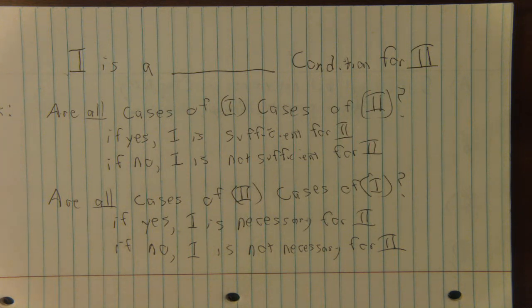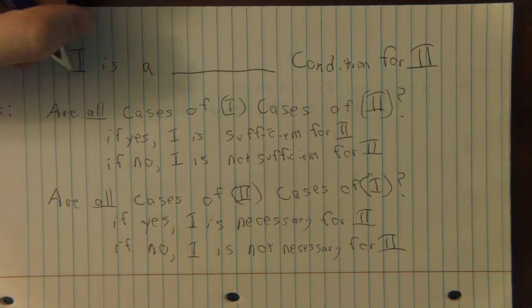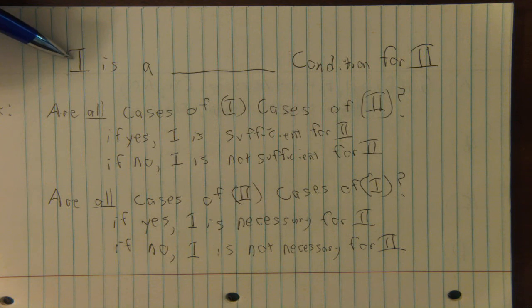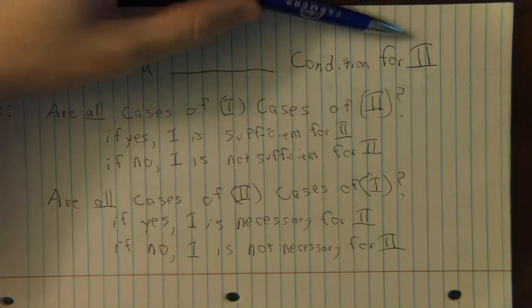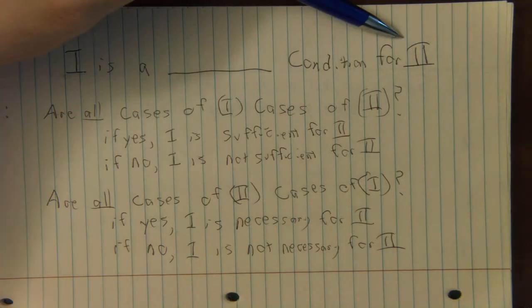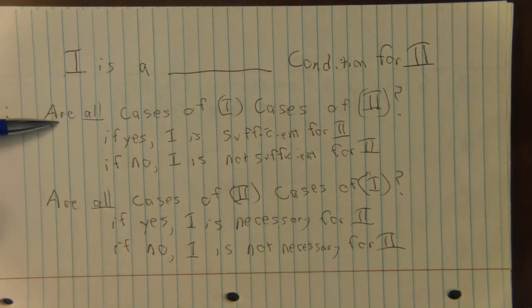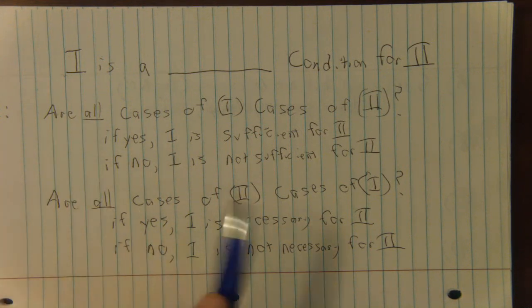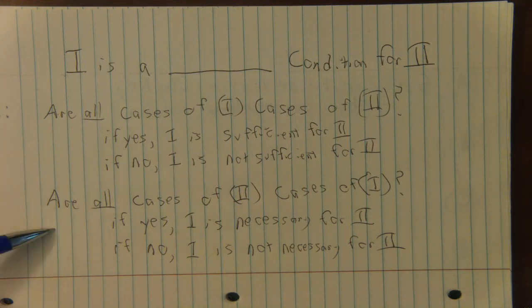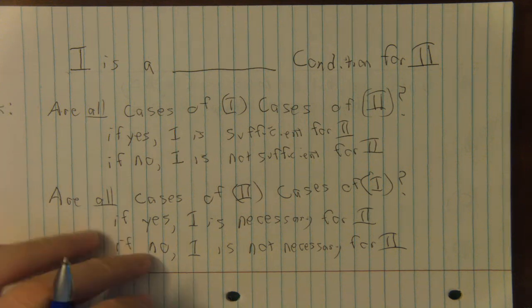Third was the subclass. Something very similar happens. First of all, if we didn't know the answer, we'd have to set it up correctly. Being a dog is a blank condition for being a mammal. Are all cases of dogs cases of mammals? Yep, sure are. But then we flip it and we ask, are all cases of mammals cases of dogs? No, there's lots of other mammals. There's bats and chinchillas and humans and all sorts of stuff. So we answered yes, no, and that'll always happen with subclasses, so subclasses are sufficient, not necessary.